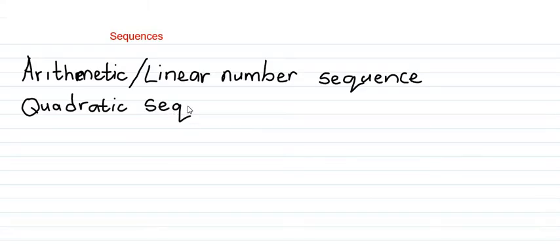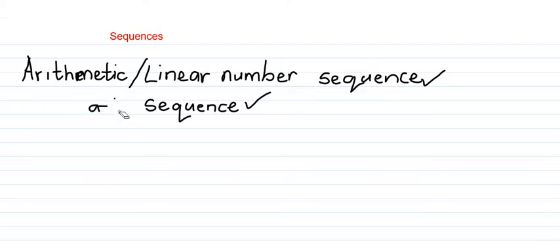So today re tla be re focusitse mo these two, quadratic le arithmetic or a linear number pattern. So ka pele re retsene mo arithmetic sequence. So for arithmetic sequence, re tshwantse re tlhaloganye the nature ya an arithmetic sequence.